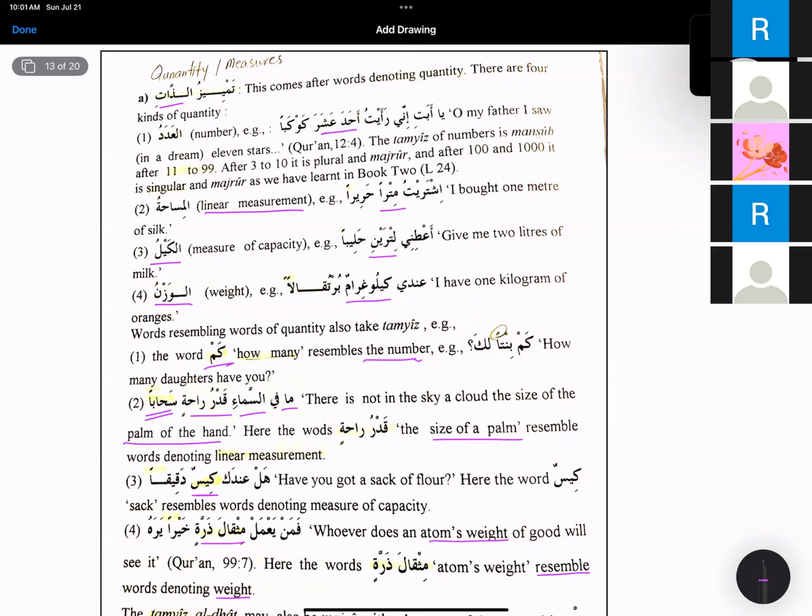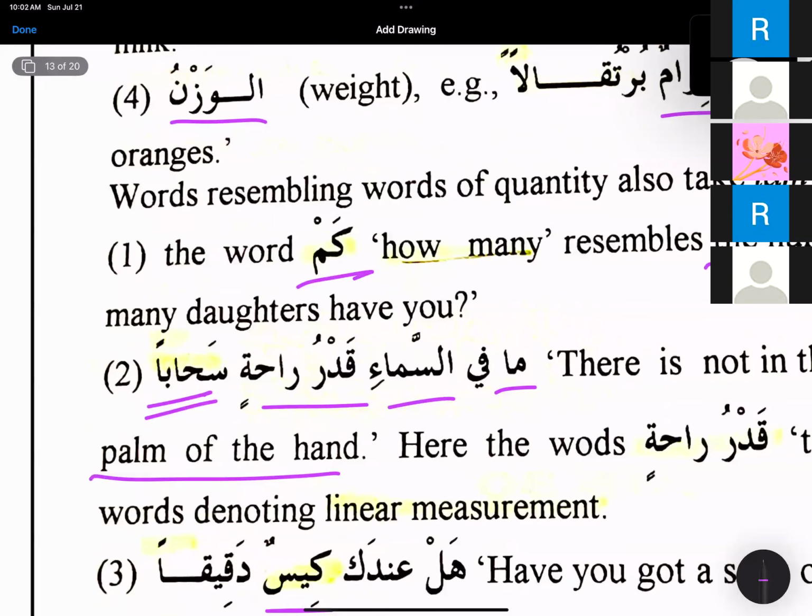So there is not even a drop of water in the tank or whatever you're gonna say, right? So now this is not any scale of measurement, but still it resembles the scale of measurement. So that's why even we need to bring tamiz after that. So same idea over here, that the size of palm of the hand, even though it's not a scale, but still we are bringing tamiz after that, and which is sahaban over here.